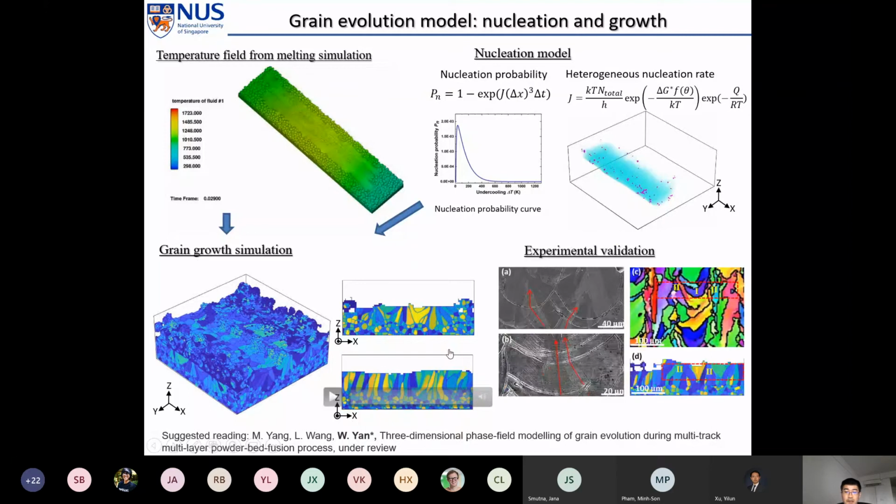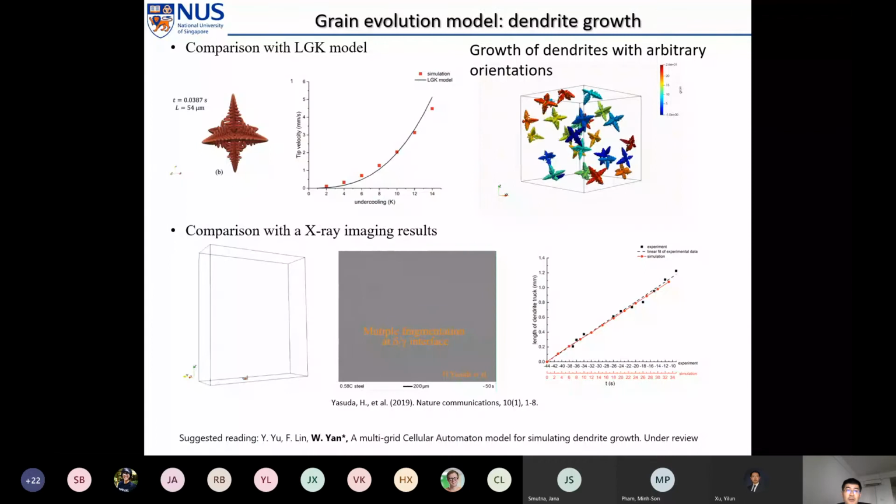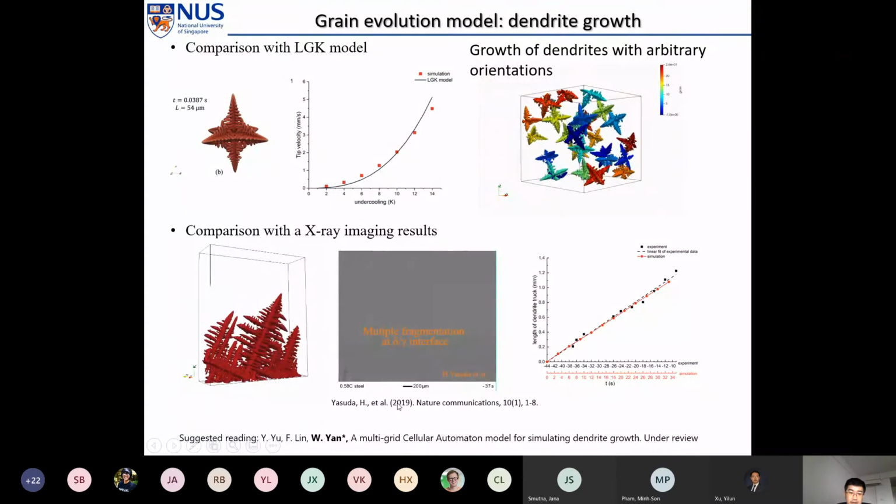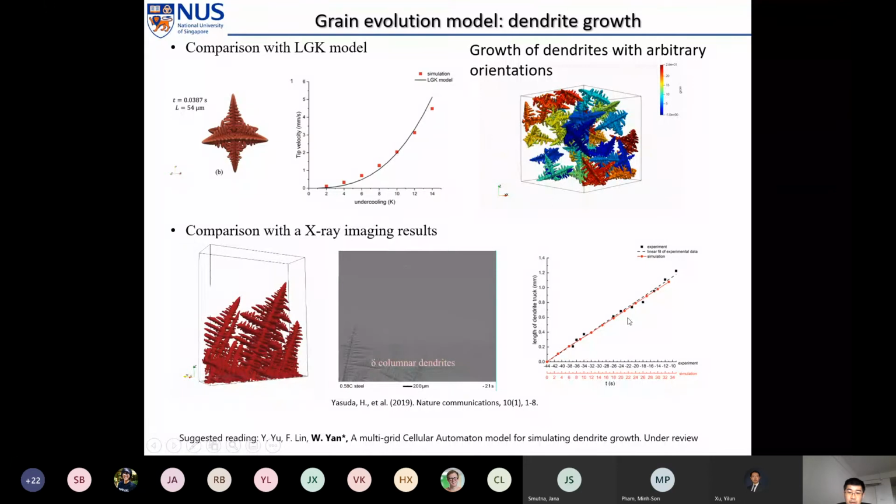We did some experiments to validate the model, and the trends are pretty close. Also, we have another model to simulate the dendrite growth. First we compared with the KGT model, and then we compared with the X-ray imaging results by some scientists in Japan. We extracted the value of the length of the dendrite trunk, and we can see the simulation and experiments are pretty close.